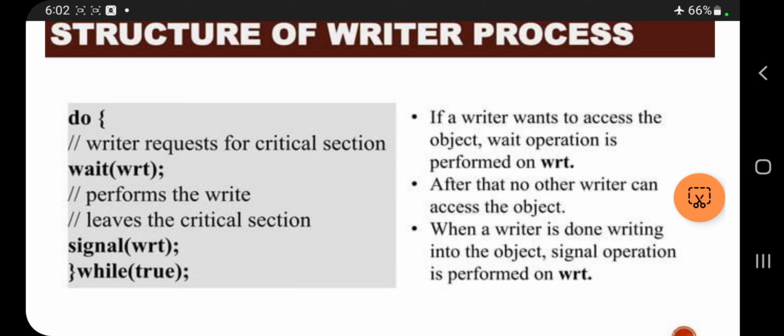So the basic structure of a solution: as a reader, wait until no writers, access the database, check out, wake up waiting writers. And in the case of a writer, wait until no active readers or writers, access the database, check out, wake up waiting readers or writers. This is all about the topic readers writers problem in OS.